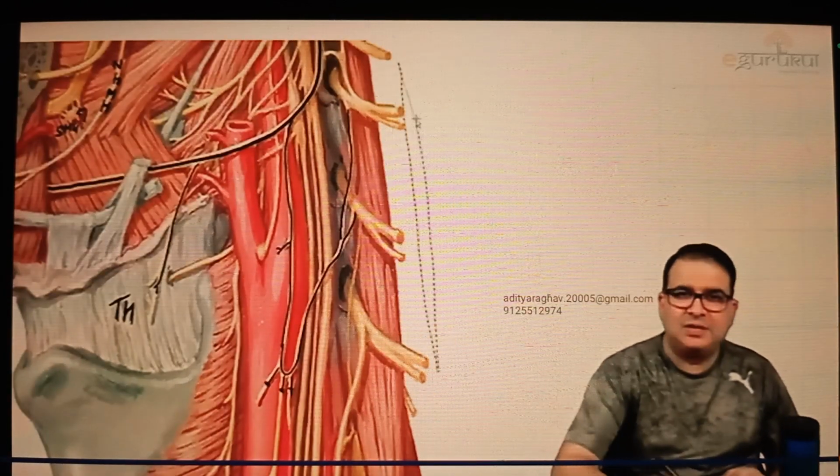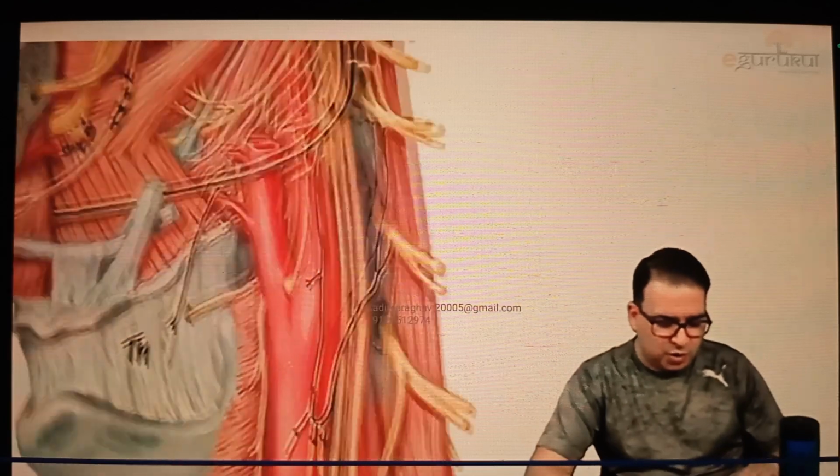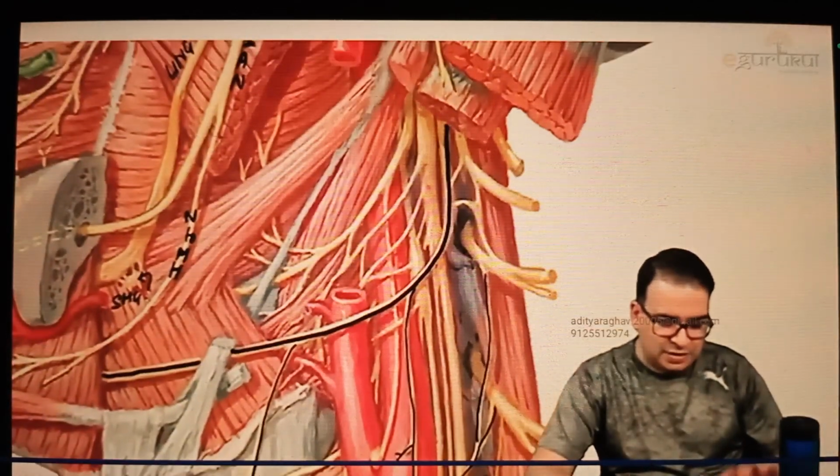Don't bother about these nerves. These are the cervical nerves actually. C2, C3, C4, the major nerves which are going out, cervical plexus. So don't get too much bothered with that. I just want you to understand the relevant nerves that we have discussed and that you should remember.